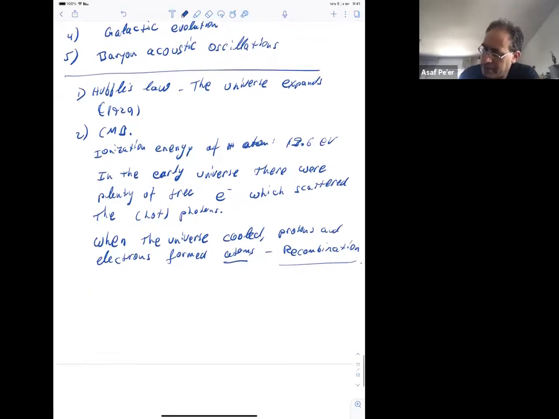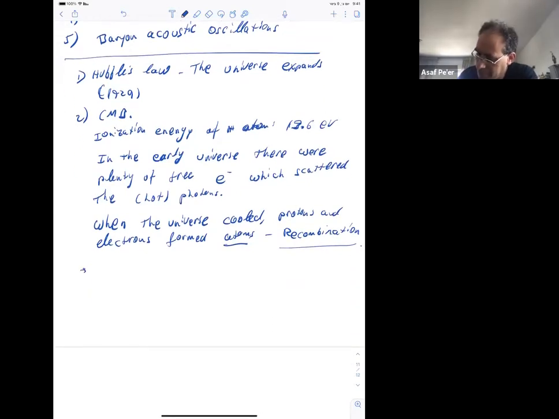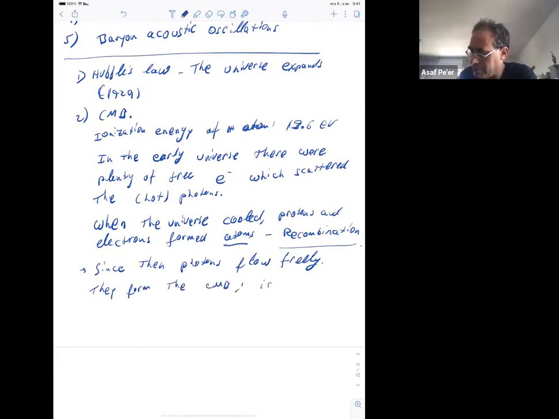So what we can see is that they are isotropic. Since then, photons flow freely. They form the CMB, which is isotropic. And that's 2.7 degrees Kelvin. Now this 2.7 degrees Kelvin is 160 gigahertz, which is exactly in the microwave.